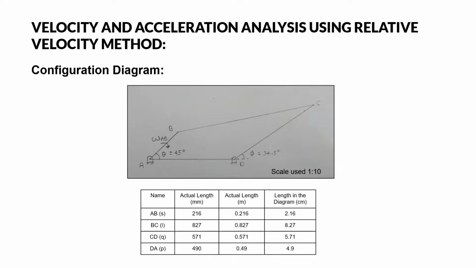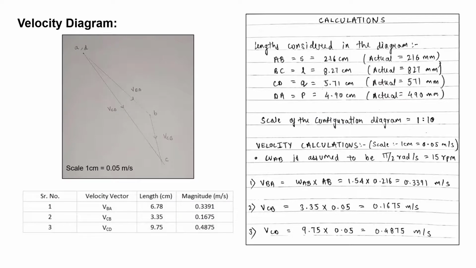The velocity and acceleration analysis is done using the relative velocity method. Here you can see the configuration diagram, which is drawn at theta equal to 45 degrees and phi equal to 34.5 degrees. The link lengths used in the diagram are mentioned in the table below. The angular velocity of the link AB is assumed to be 15 rpm, to suit the requirement of the application. Here you can see the velocity diagram and the calculations done to calculate the respective velocities of the links. The result of the velocities calculated is shown in the table.